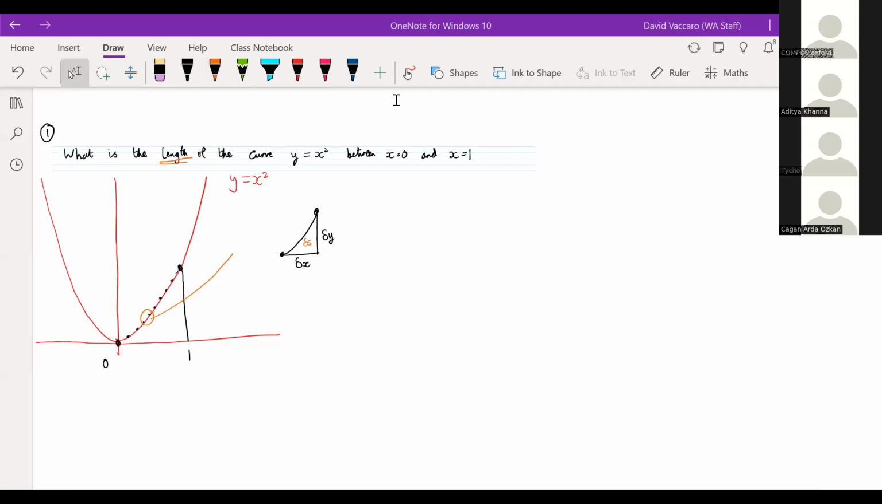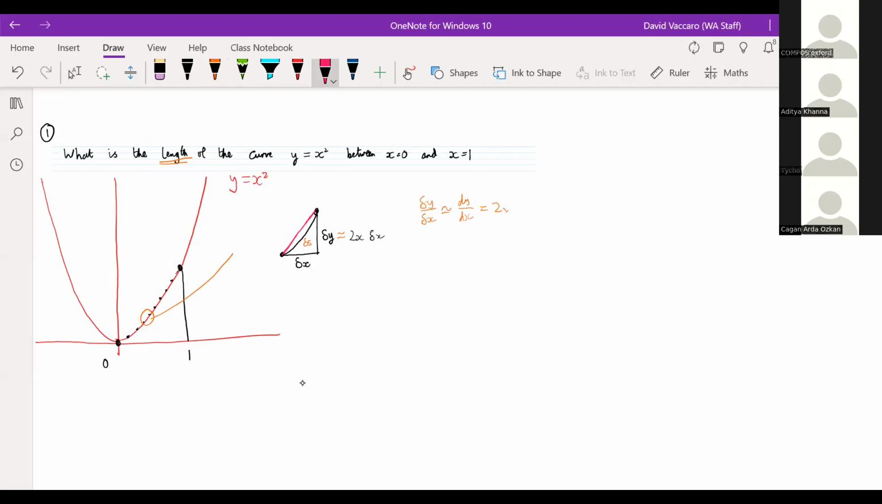Someone said delta x equals delta y. Well, it doesn't, does it? How's delta y related to delta x to a good approximation? We know that delta y over delta x is approximately dy over dx, which for this curve is 2x. So this height is 2x delta x. Obviously the curve gets steeper, so as x becomes larger, delta y becomes larger. So the approximation to the arc length would be this straight line distance here.